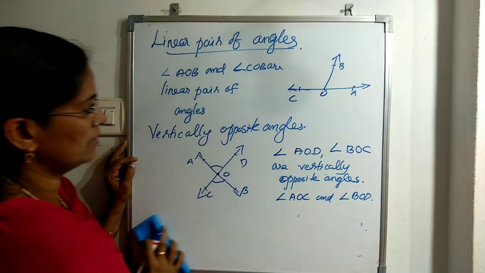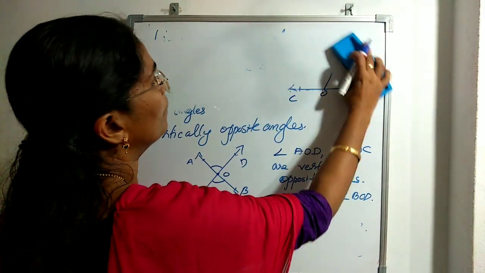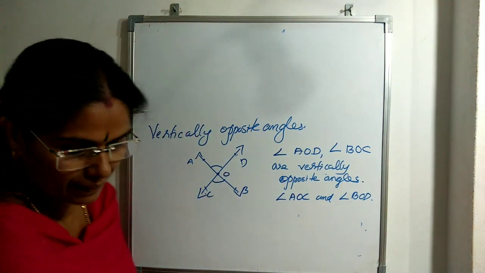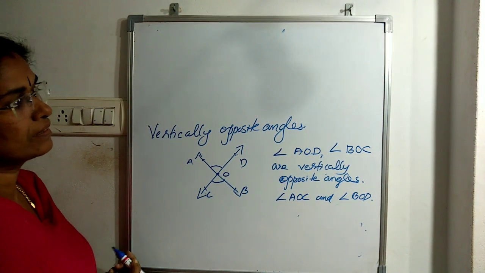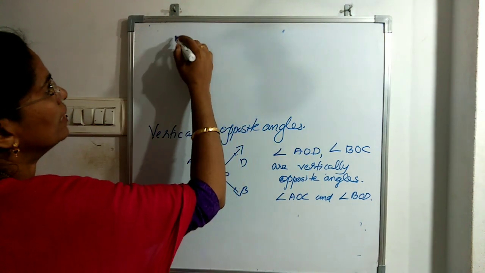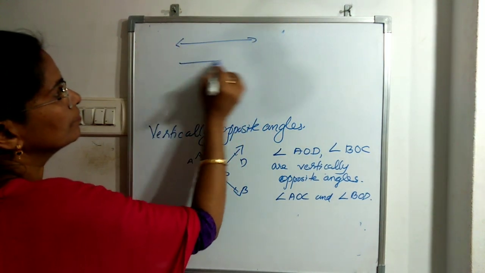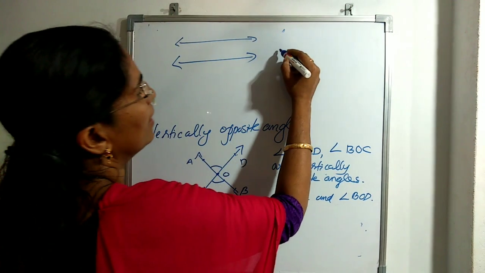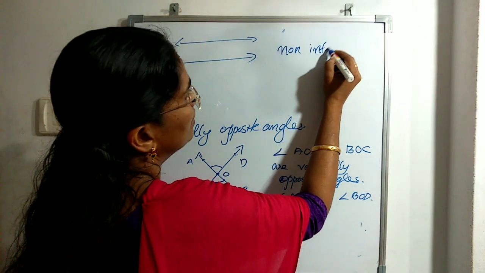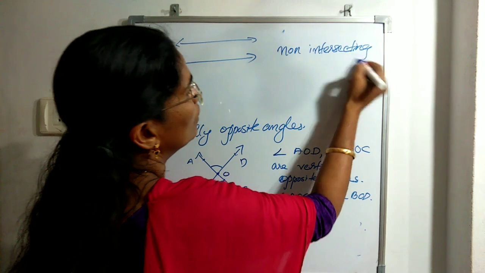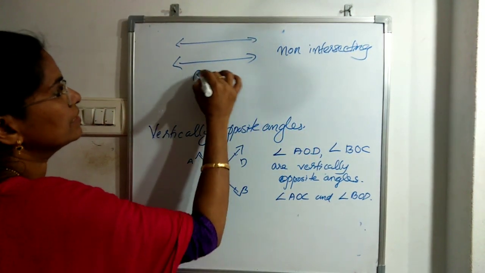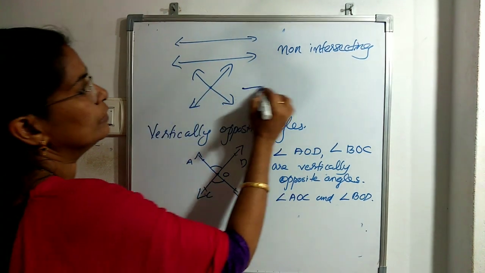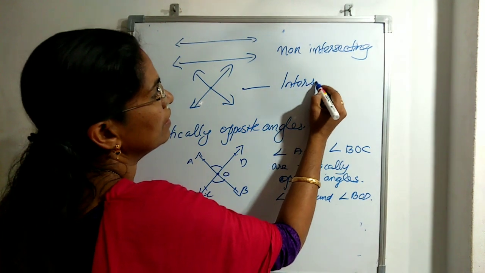One more definition we can study now, that is intersecting lines and non-intersecting lines. See, in a plane when we draw two lines, sometimes we draw like this. These lines are called non-intersecting. They do not intersect anywhere. Sometimes we draw two lines like this. These two lines intersect at a point. So these lines are called intersecting lines.